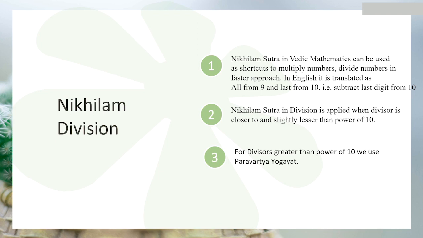And one thing to note here is Nikhilam division is mainly used when the divisor is less than its base. For a divisor which is slightly greater than the base, we have another sutra called Paravartya Yojayat, which we will be discussing later in the series. Let's dive into some live examples so you'll understand the sutra in a better way.